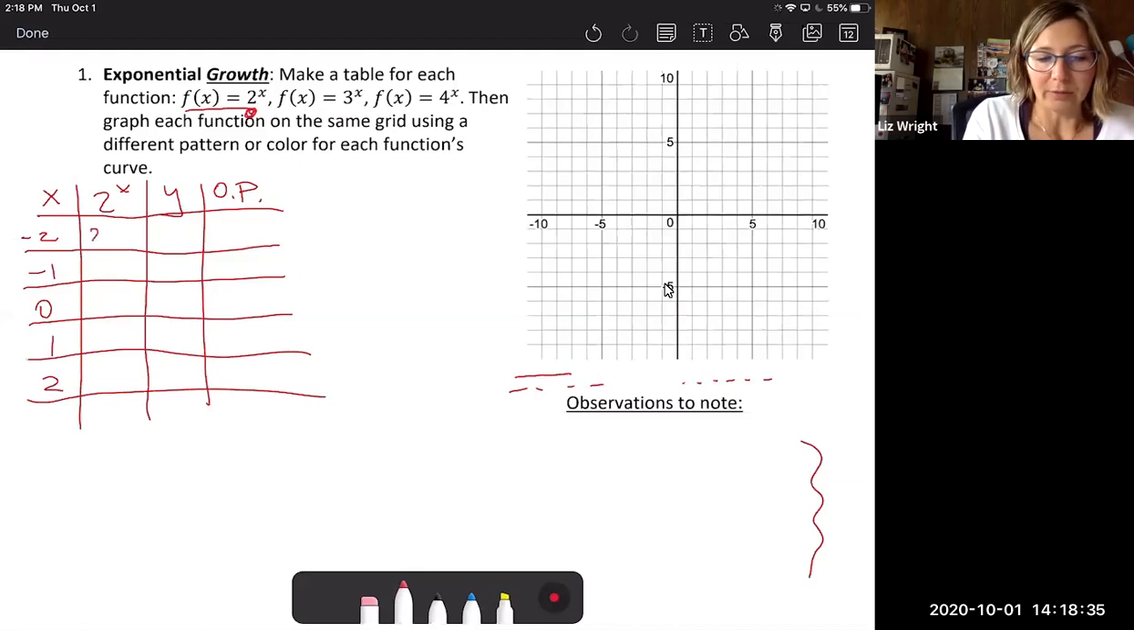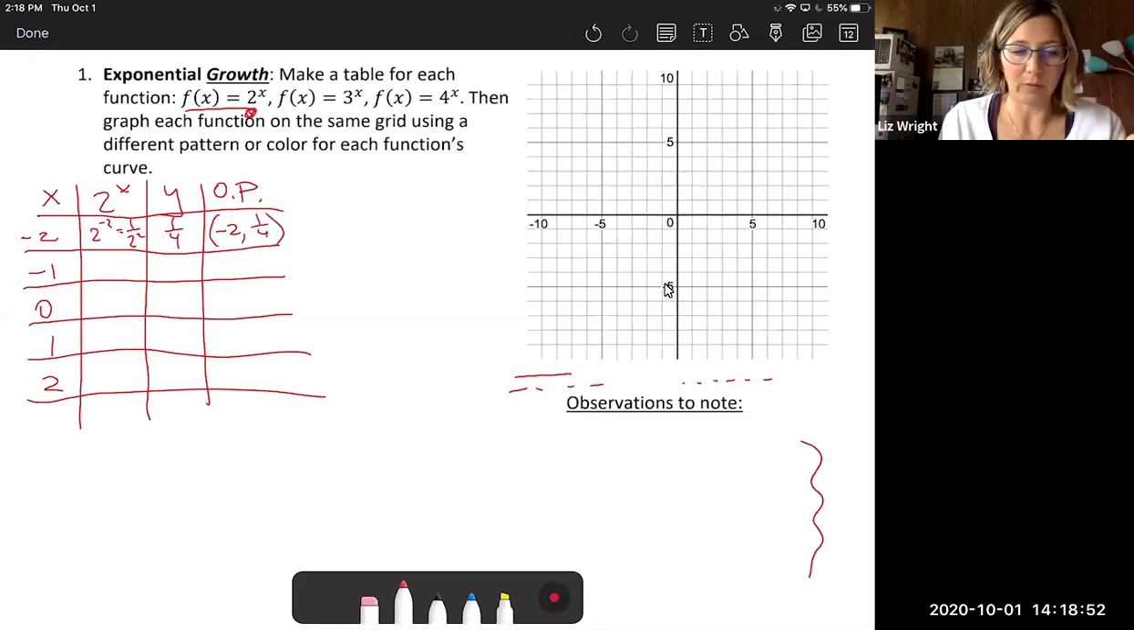So I've got 2 raised to the -2 power. And again, you're asking yourself, how do I make that positive? It would be 1 over 2 squared, which is going to give me 1/4. And so then you're going to get -2, 1/4. I totally get that it will be a little bit harder to do that -2 and 1/4. Just do the best you can. So let's put that on here. So -2, 1/4.